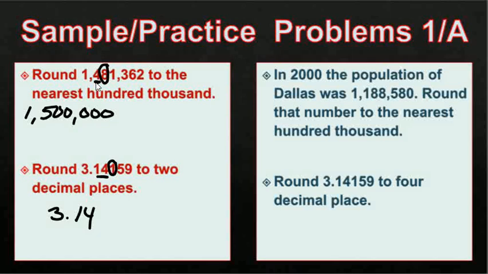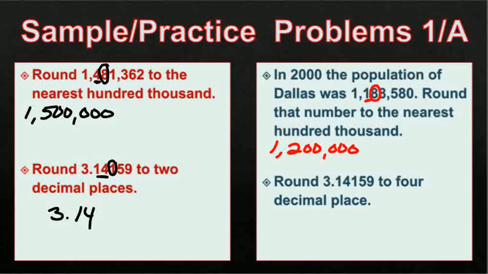In 2000, the population of Dallas was 1,188,580. Round that number to the nearest 100,000. So I need to round this 1 off. This 8 tells you I need to bump it up to 200,000. So it would be 1,200,000 people.